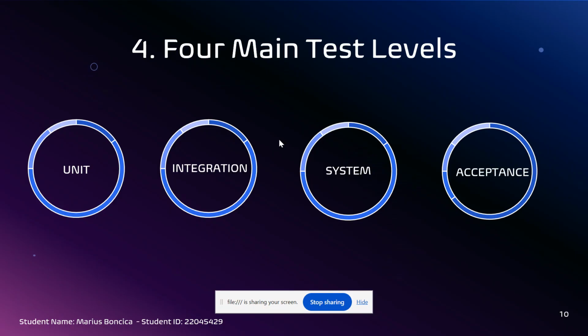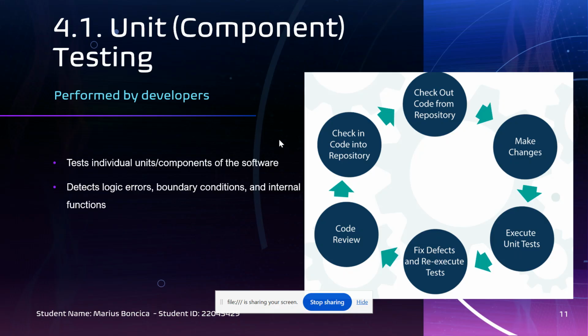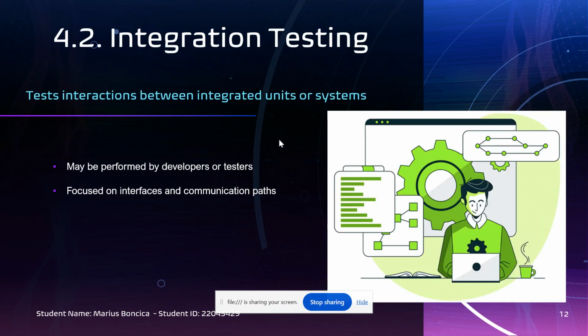There are four main test levels: unit testing, integration testing, system testing, and acceptance testing. Unit or component testing is performed by developers, tests individual units or components of the software, and detects logic errors, boundary conditions, and internal functions.